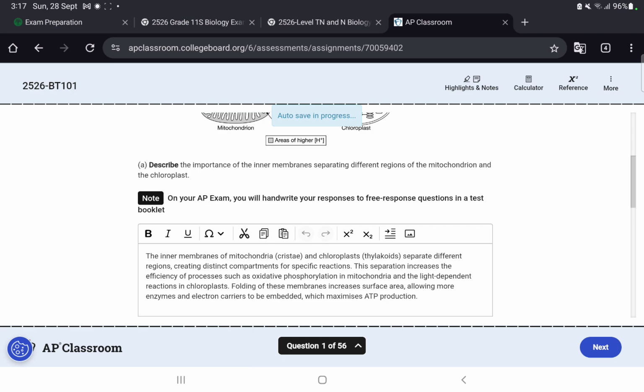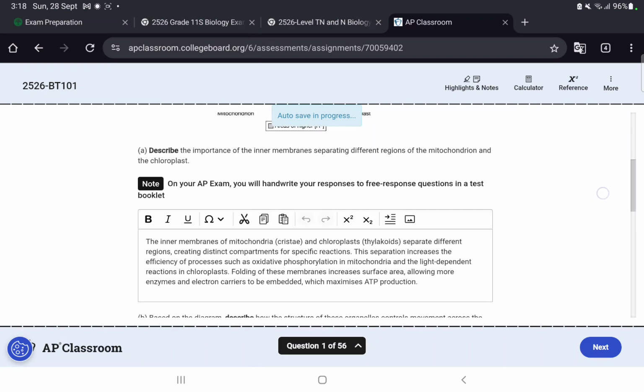And some exams you'll have to type, like AP Environmental Science. But on AP Biology, you have to write, because sometimes they tell you to draw or do things like that, and it's sometimes impossible to do it on a computer, which is why you do it on paper. But yeah.